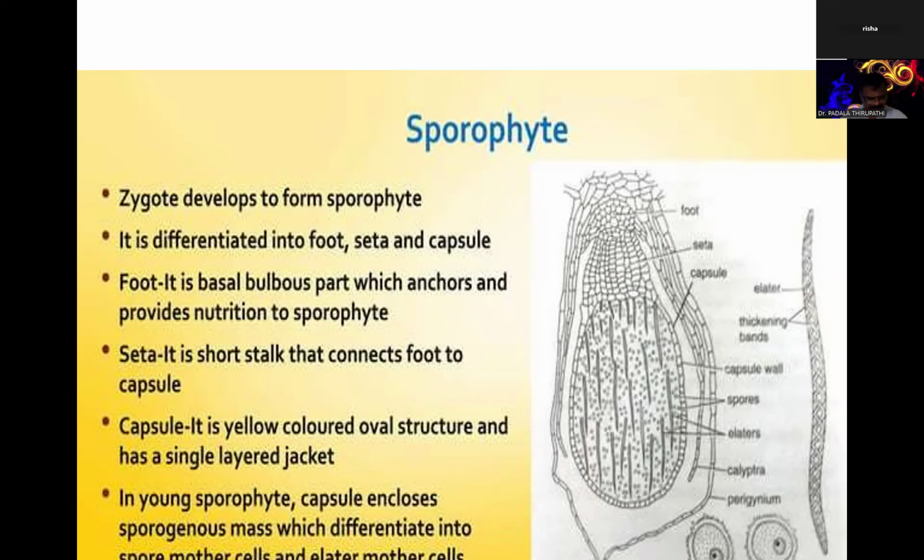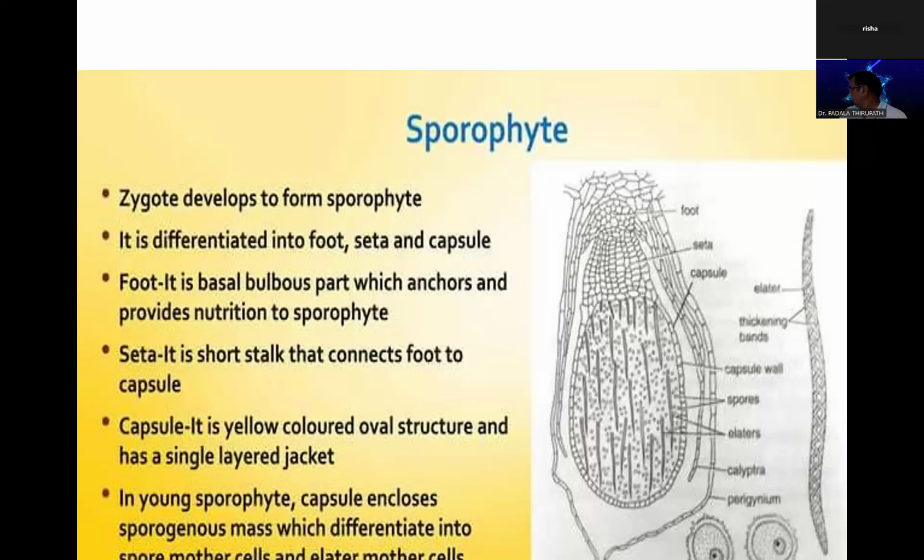In the diagram, the foot is present on the upper side because the sporophyte is hanging down. That is the specialty of Marchantia. Then you see the seta, and the lower hanging structure is the capsular region. So the zygote develops to form the sporophyte. The zygote is diploid, and the sporophyte is also 2n, that is, diploid cells. It is differentiated into foot, seta, and capsule.